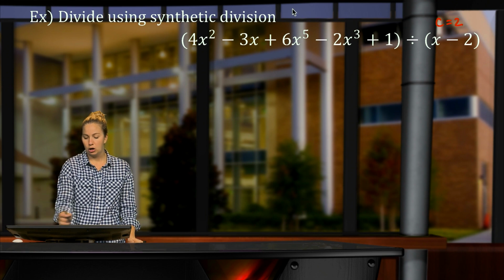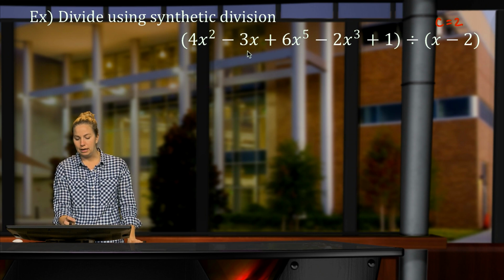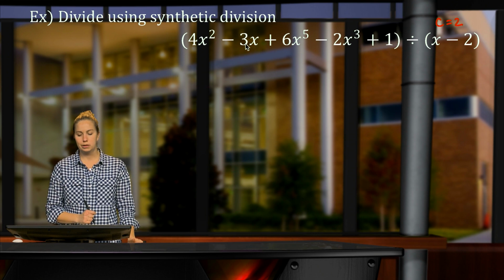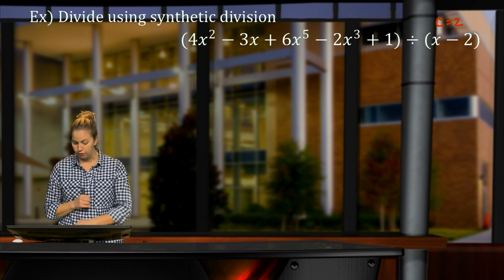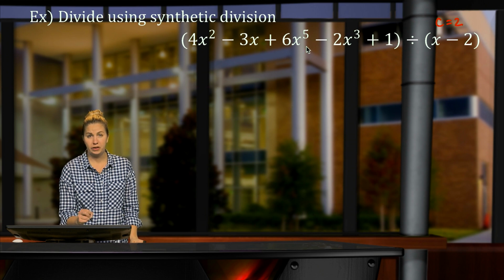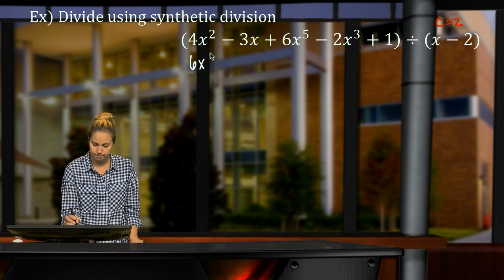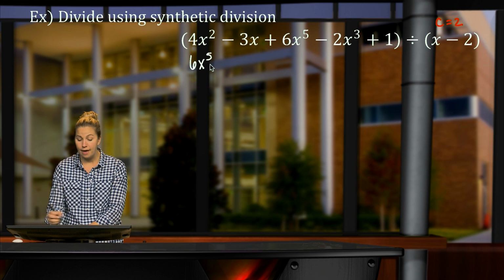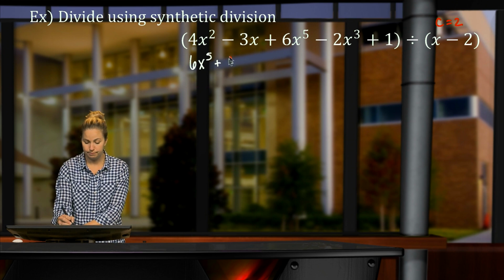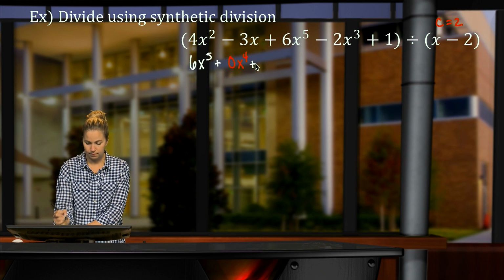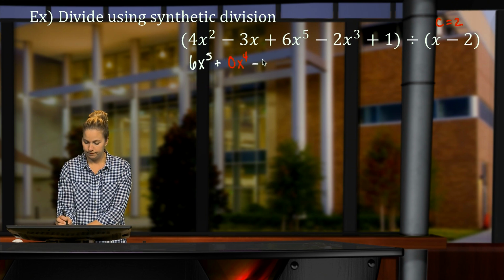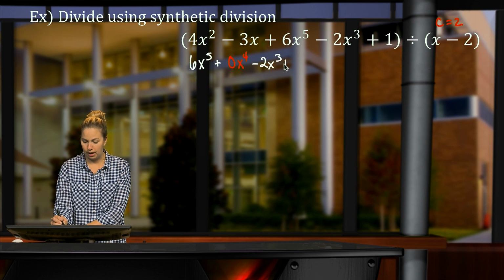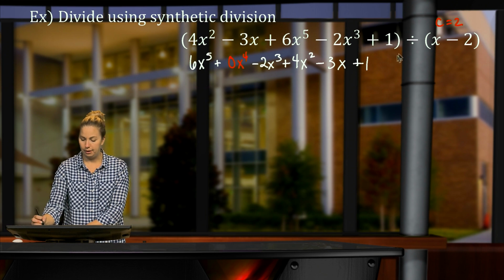Now let's look at our dividend: 4x squared minus 3x plus 6x to the 5th minus 2x cubed plus 1. This is very unorganized, so we want to start by writing this in standard form. 6x to the 5th is the highest exponent, so we'll start there. x to the 4th, I don't have an x to the 4th term, so I'm going to use my placeholder. Minus 2x cubed. x squared, we've got plus 4x squared minus 3x plus 1.